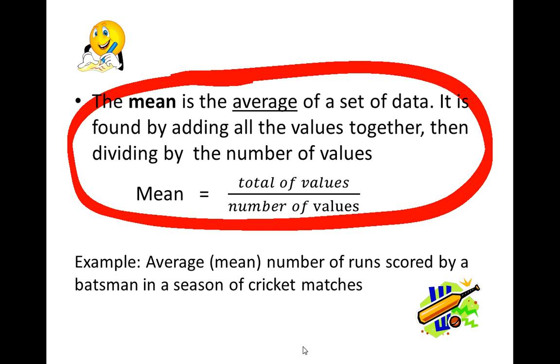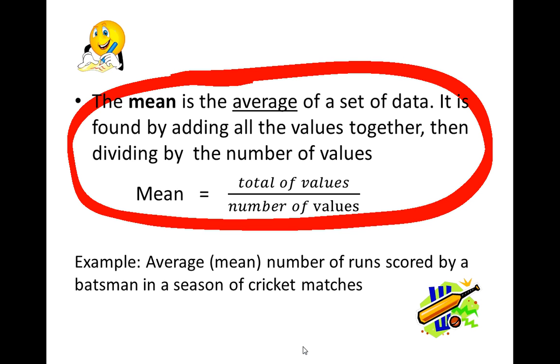The first M word, the mean, is the one that you're probably most familiar with. The mean is another word for finding the average of a set of data. And hopefully by now you would know that finding the average happens when we add all of the values together in that set of data, and then we divide them by the number of values that we found in the data. Now you'll see here we have a rule that says the mean is equal to the total of all of the values over or divided by the number of values. So that's one of our key words for today.